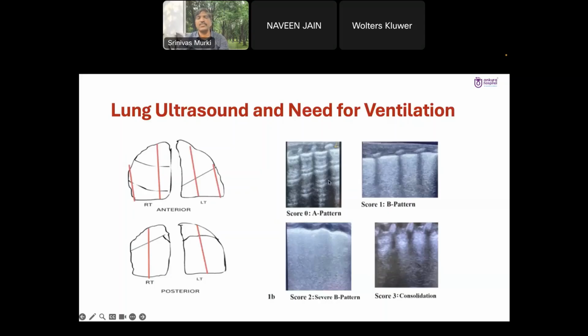The presence of A lines is the A pattern, score 0. The B lines you can see here are vertical B lines, and there are some air shadows. The black vertical lines mean it's only score 1, and score 2 is when all the B lines merge. There are no black vertical lines, only something like a ground glass appearance. Hepatization is score 2, and score 3 is subpleural consolidation. Under the pleura you will see some breakdown points, and that is a sign of severe RDS.